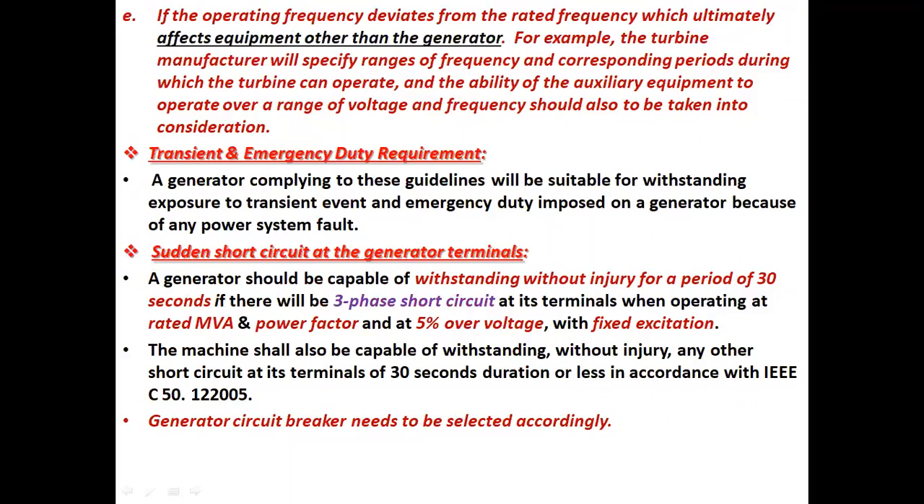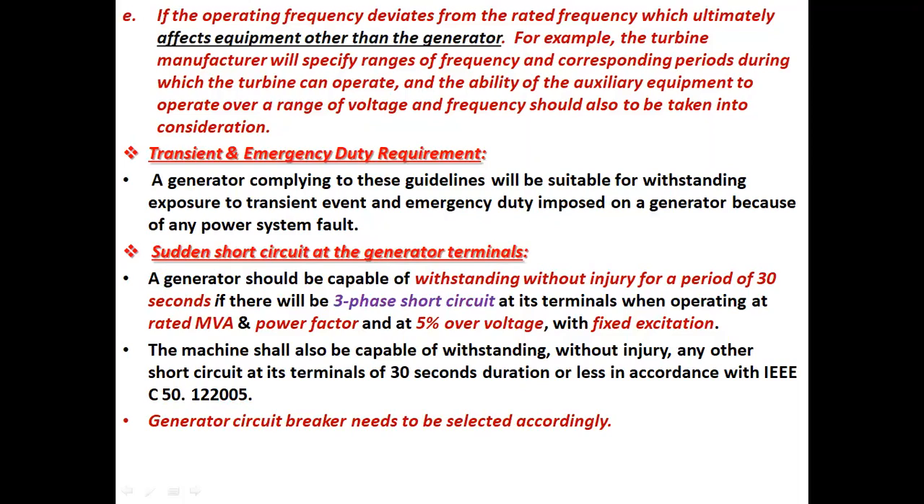If the operating frequency deviates from the rated frequency, it ultimately affects equipment other than the generator. For example, the turbine manufacturer will specify the ranges of frequency and corresponding periods during which the turbine can operate, and the ability of the auxiliary equipment to operate over a range of voltage and frequency should also be taken into consideration.